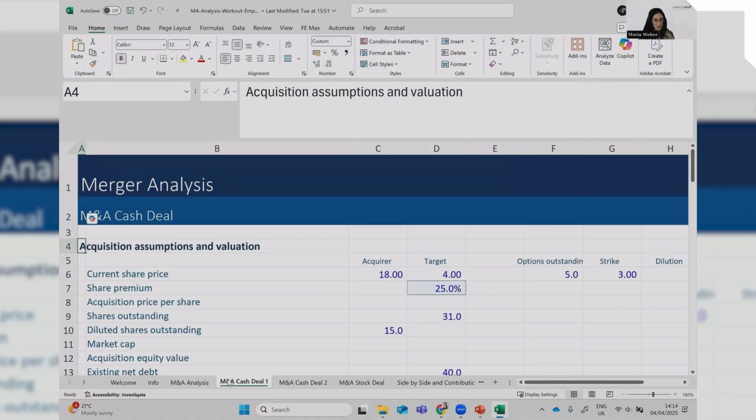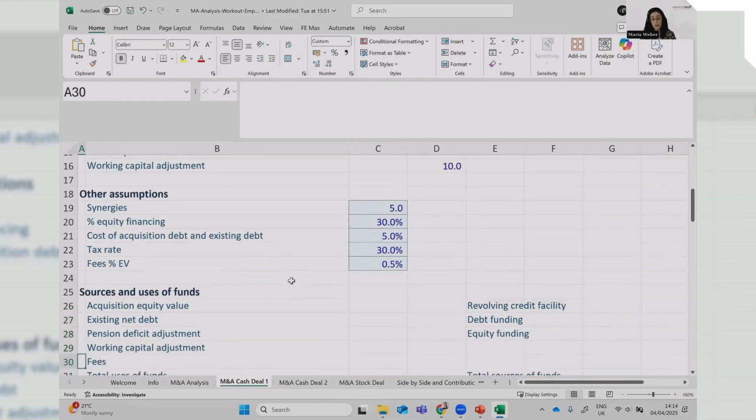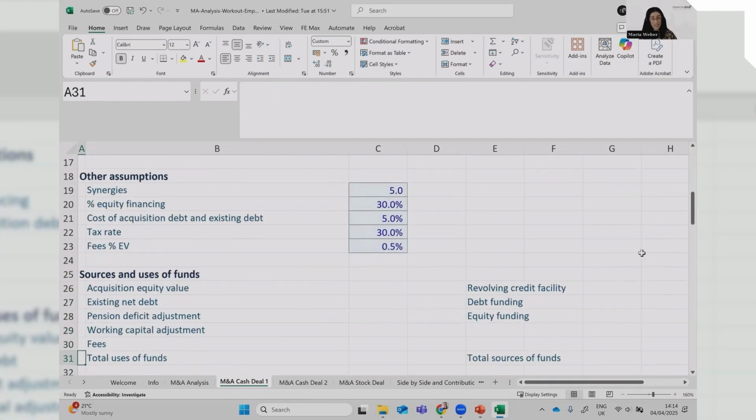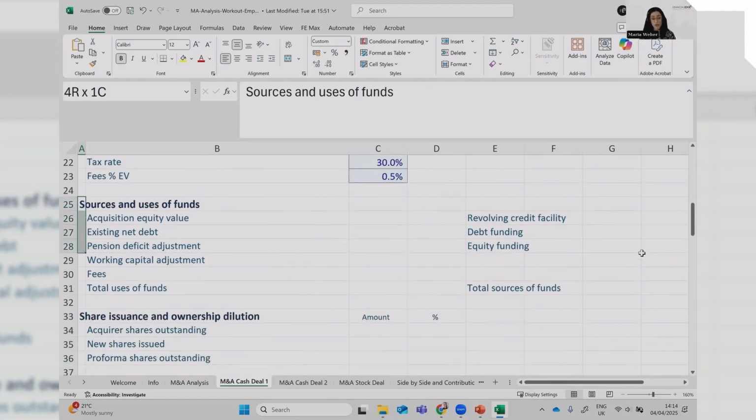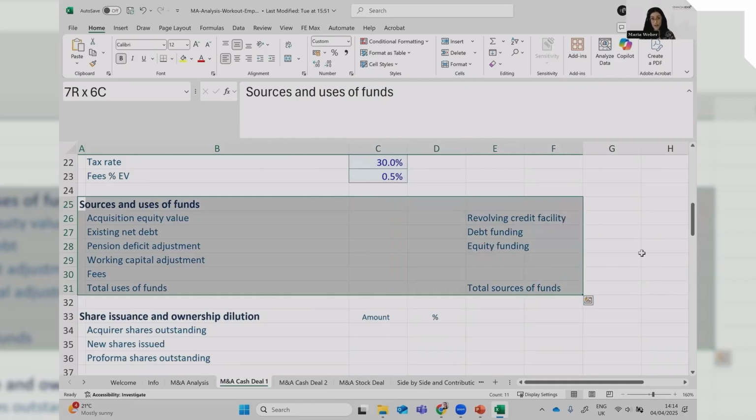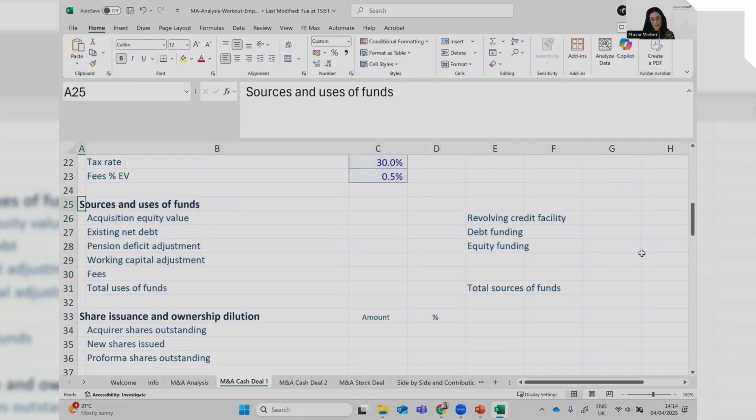Before we launch in, let's just get a feel for what's going on here. Up at the top, we've got our acquisition assumptions and valuation, right? So remember we said decision number 1, we have to work out how much we need to pay for this target. So that's the top part. If we navigate down, we've got some other assumptions, like what are synergies, what's the tax rate, what's the financing cost. We've then got our sources and uses of funds table. So what we were just talking about, I need X amount of money. How am I going to raise that?